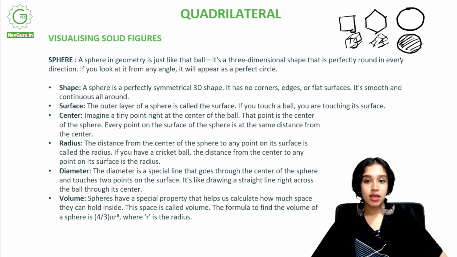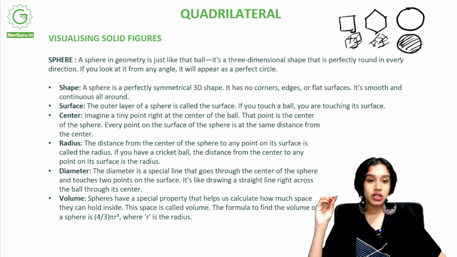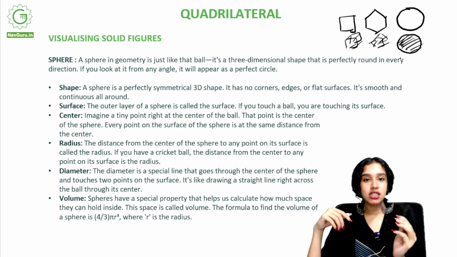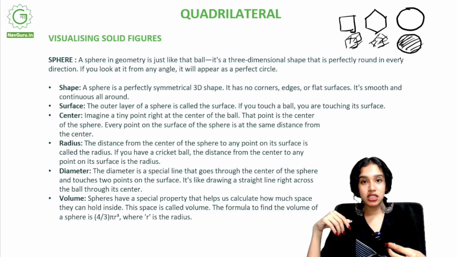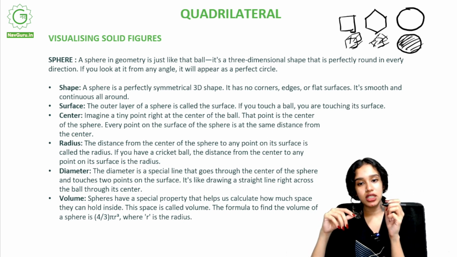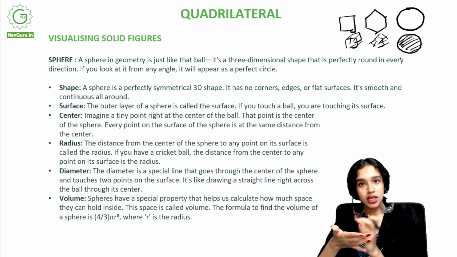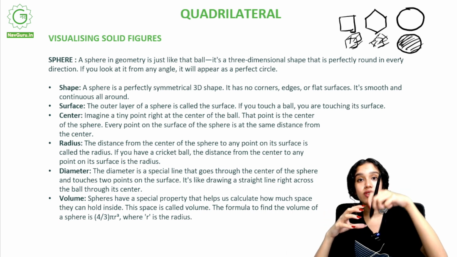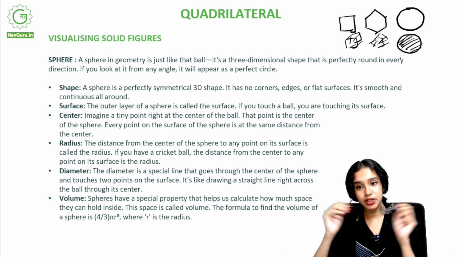Now, center. Imagine a tiny point right at the center of the ball. That point is the center of the sphere. Every point on the surface of the sphere is at the same distance from the center. So, to explain this, imagine this is a sphere. The sphere would have this much radius and this much radius. Let's say that we are cutting a ball, finding the center of it, and rejoining the ball. Now, we know where the center of the sphere is.